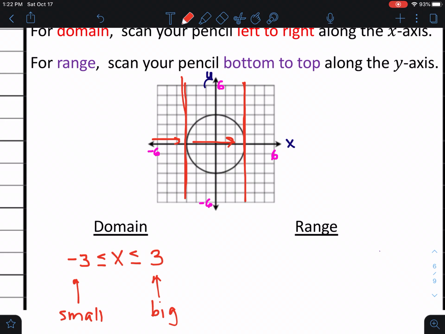All right, so now we're going to do the same thing for our range, for our y values. I'm going to erase this here.